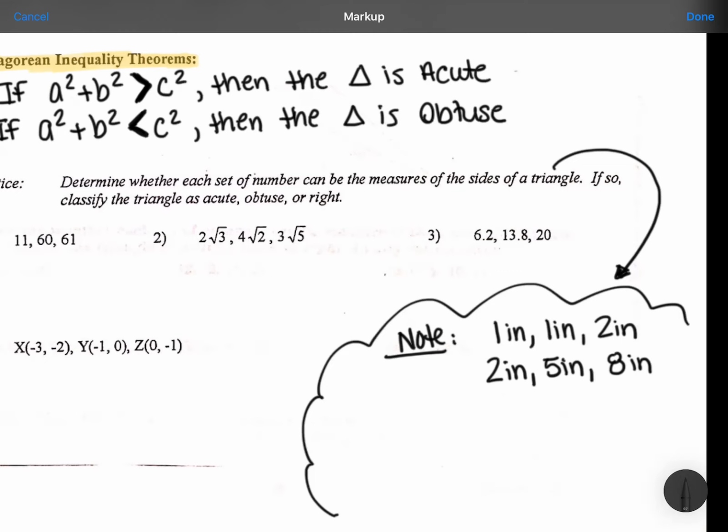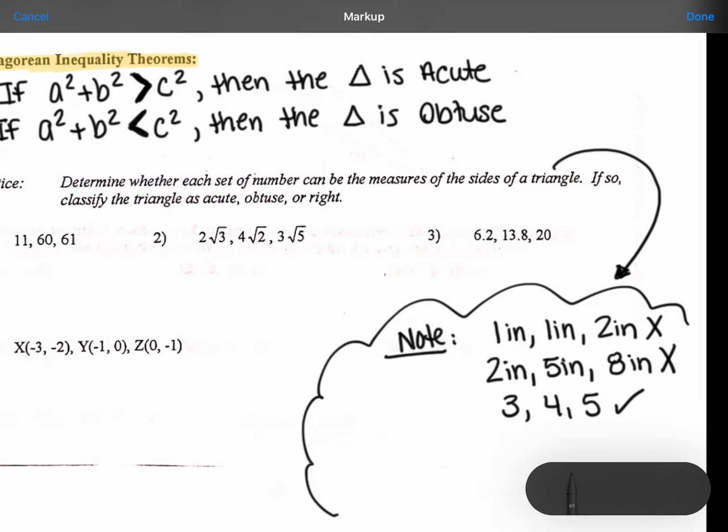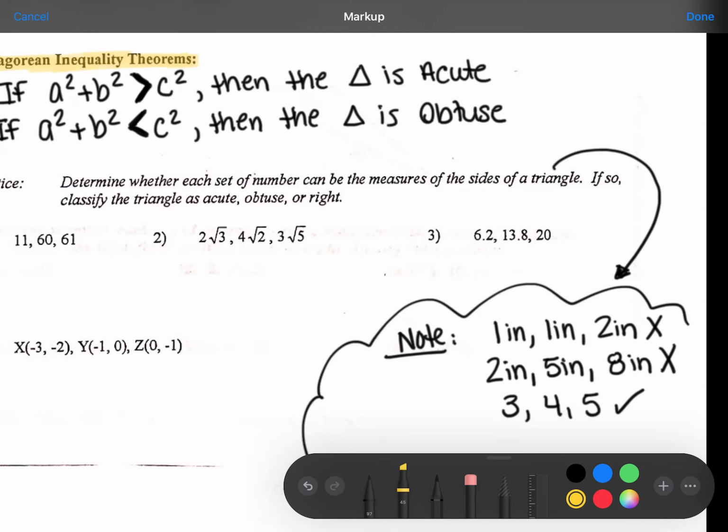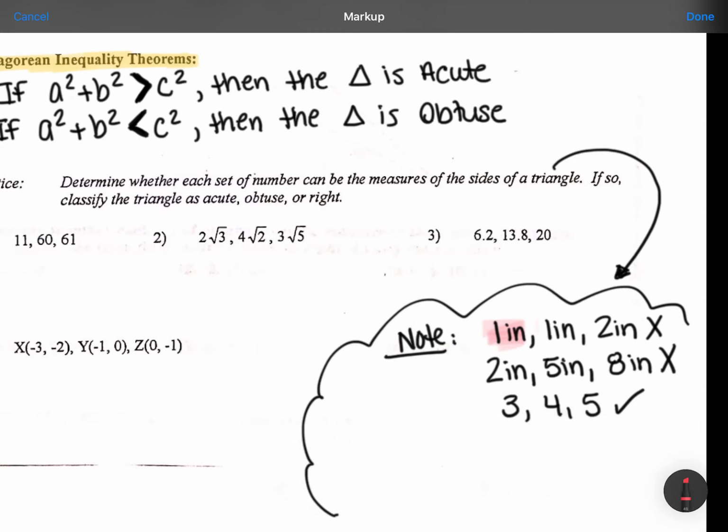So what would suffice for a triangle? Well, think about the 3, 4, 5 triangle. This one is a triangle. Those two are not. So let's see if we can find a pattern here. If you add the two shortest sides, 1 plus 1, that equals 2. It needs to be greater than that third side in order to make a triangle.